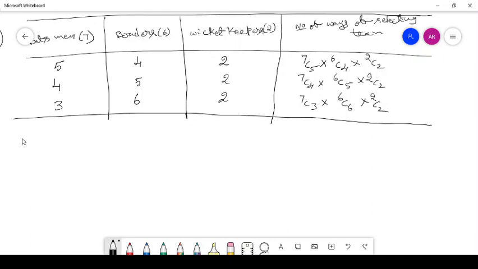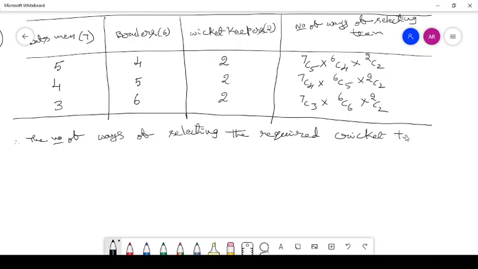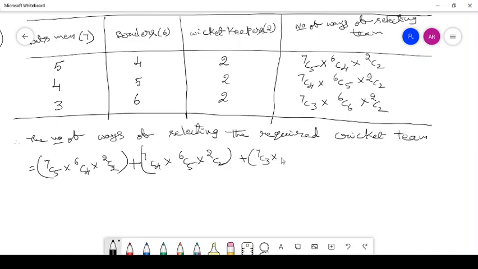Therefore, the number of ways of selecting the required cricket team is nothing but the sum of the products in the last column: 7C5 into 6C4 into 2C2, plus 7C4 into 6C5 into 2C2, plus the third way, 7C3 into 6C6 into 2C2.